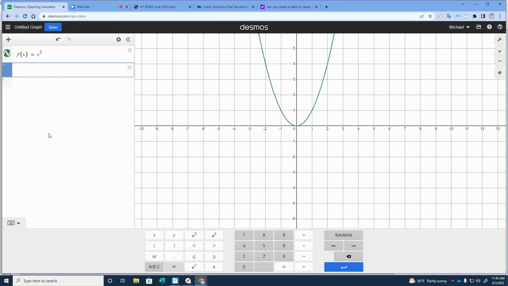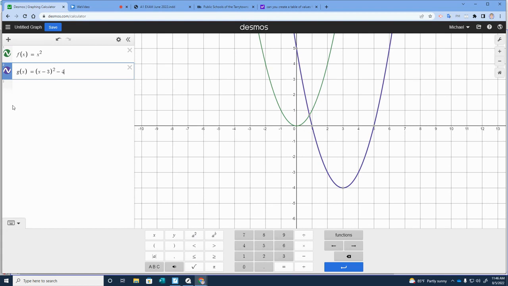Now, the other one was the g of x. I'm just going to put exactly what it is. It says g of x equals parentheses x minus 3, close the parentheses. And if I want to square that, I'm going to go down to my keyboard again and hit the square button, minus 4. And then I could see in purple the other parabola appeared.